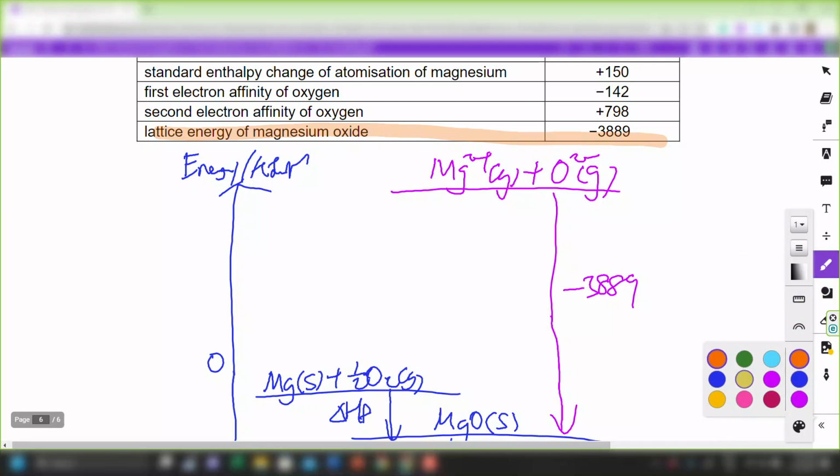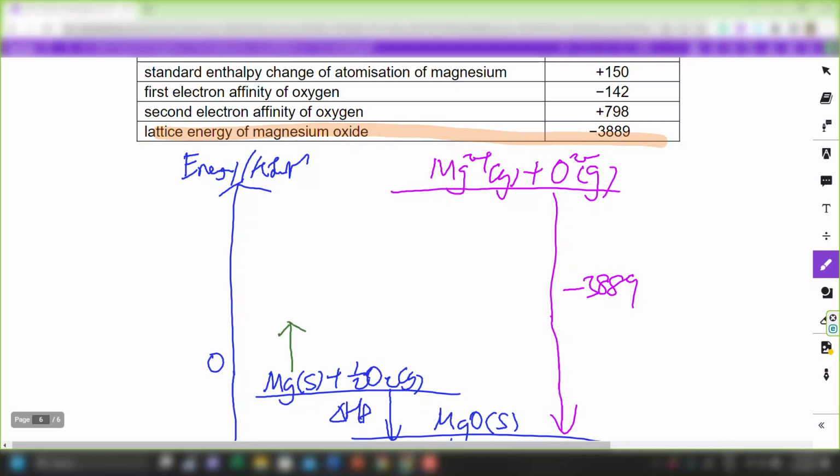Okay, so now I'm going to use maybe green to help us navigate through. Some of the common mistakes would be students tend to forget to atomize the magnesium, or the metal. You must remember to atomize the metal, so that will be 150. And of course we are not given the atomization enthalpy for oxygen, right?